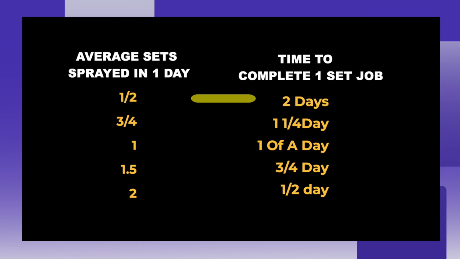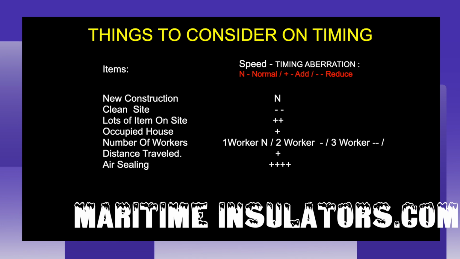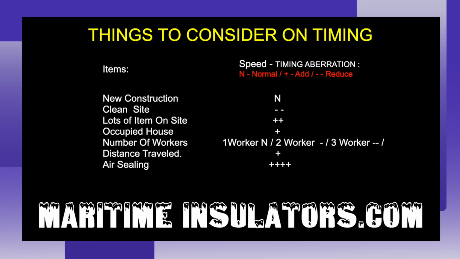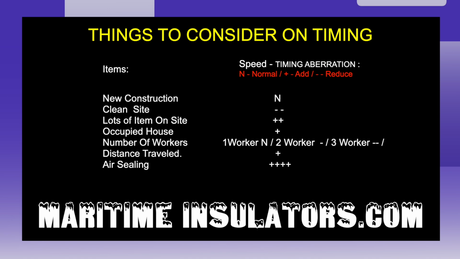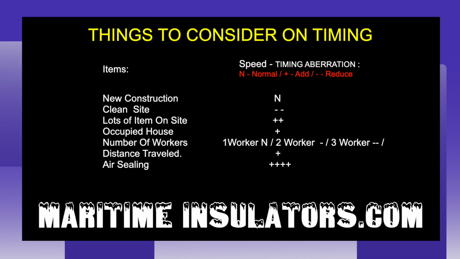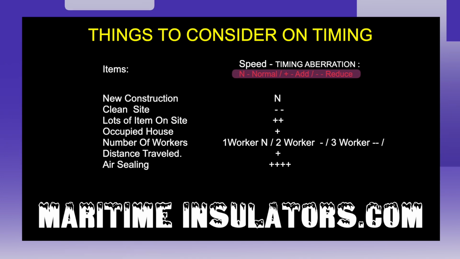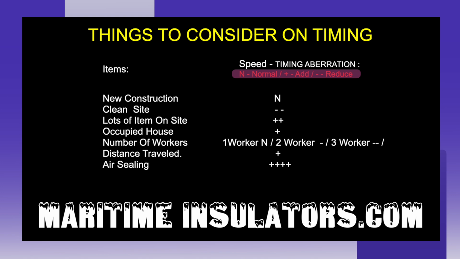Here are a few additional factors to consider when estimating the duration of a job. The chart below lists items that either increase or decrease the job's duration. For each item, there are accompanying notes indicating whether the duration will increase or decrease. An N indicates that the duration is normal.